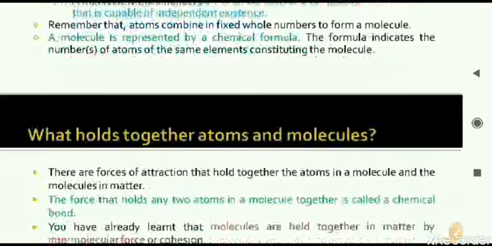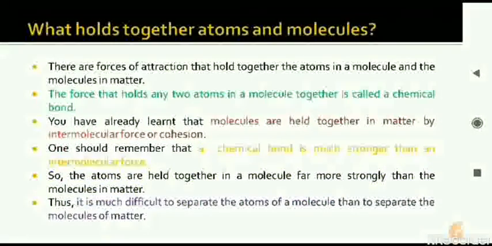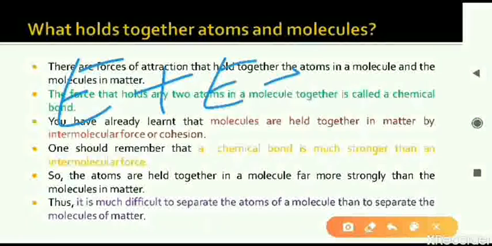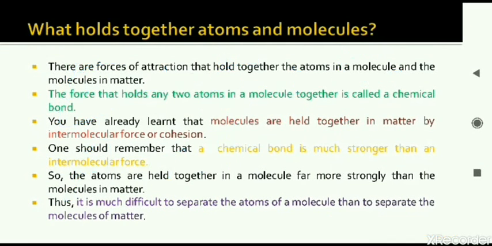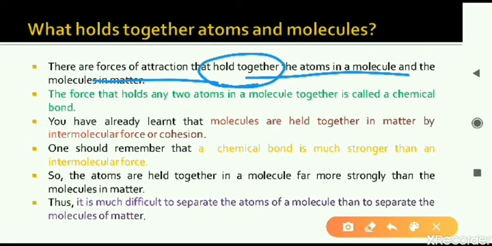Next, the last topic: different atoms and different molecules joining together. That we have seen. Different elements join together, what do we get? Compound. Different atoms join together, what do we get? Molecule. This we have seen. But what is that thing that is joining these things? Something should be there to join different atoms. That is a force of attraction. That force of attraction which is holding these atoms together is called a chemical bond.